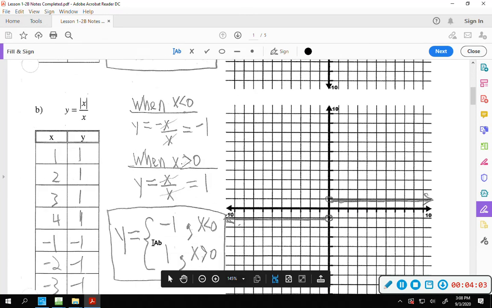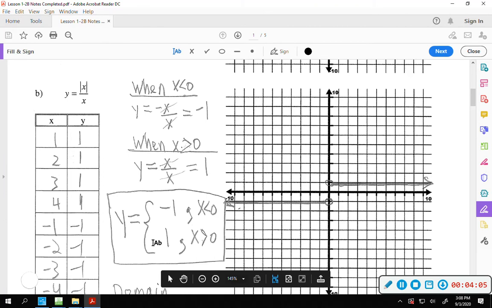Moving on to B. B is a great problem. It's on multiple problems, multiple tests that we've seen this. It's talked about a lot in Chapter 2 because of this look here. Let's just say if we point plot it. If we plug 1 in, we'd get 1 divided by 1 is 1. Plug 2 in, 2 divided by 2 is 1. Plug 3 in, 3 divided by 3 is 1. Plug 4 in, 4 divided by 4 is 1.